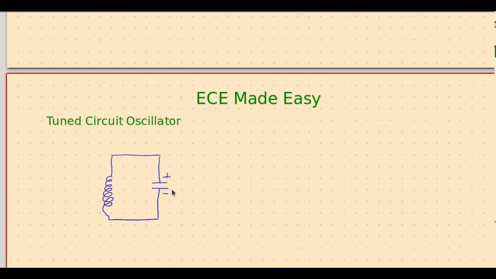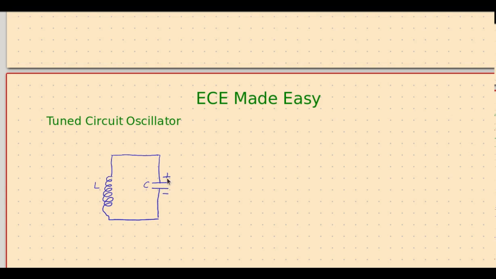Hi friends, welcome back. Now, after looking at the working of RC phase shift oscillator, now it is time to look at the interesting concept of how tuned circuit can be used to produce an oscillator. Tuned circuit, as we discussed earlier, is a parallel circuit of L and C.